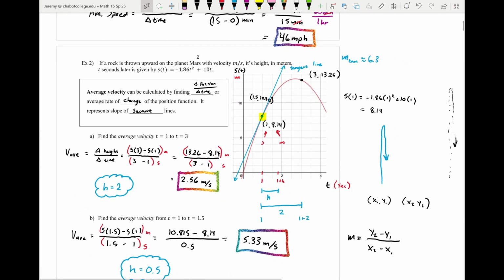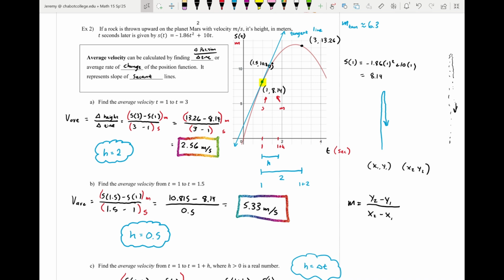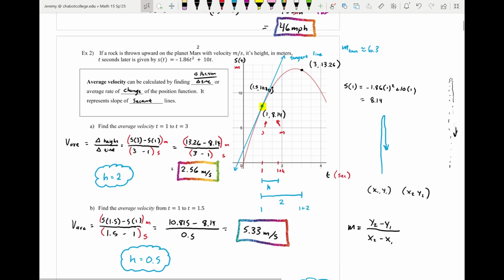Okay, so thank you for bearing with me through this example. I know there's a lot of stuff going on, but the big thing I want you to take away from this example is that average velocity, graphically and relative to a position function, is calculated by finding the average rate of change, which is the change in position over the change in time. And average velocity is over an interval, meaning we can have two ordered pairs which allow us to find the slope of a secant line.